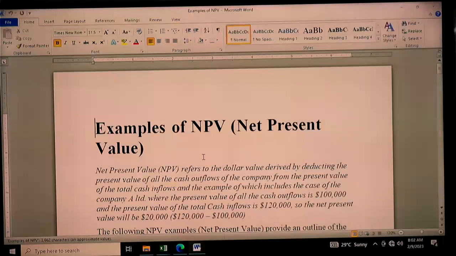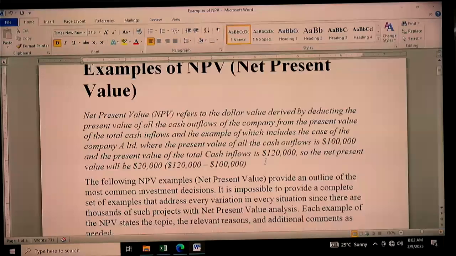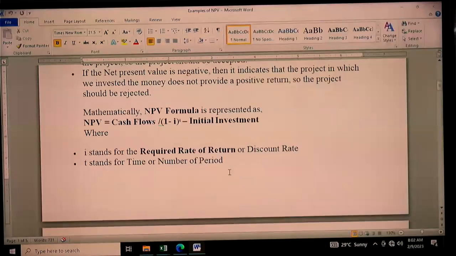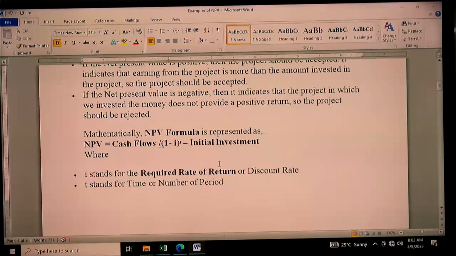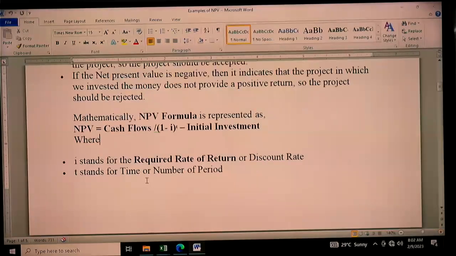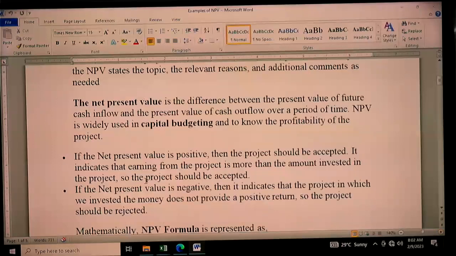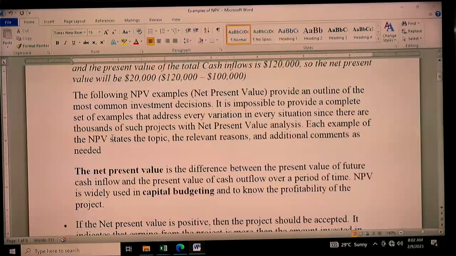The net present value function only works when you are given a series of cash flows, that is inflow and outflow. If you are not given that, then you don't have other ways but to use the formula. You must use the formula. You don't have other ways. We say that the net present value is the difference between the present value of future cash inflow and the present value of cash outflow over a period of time.